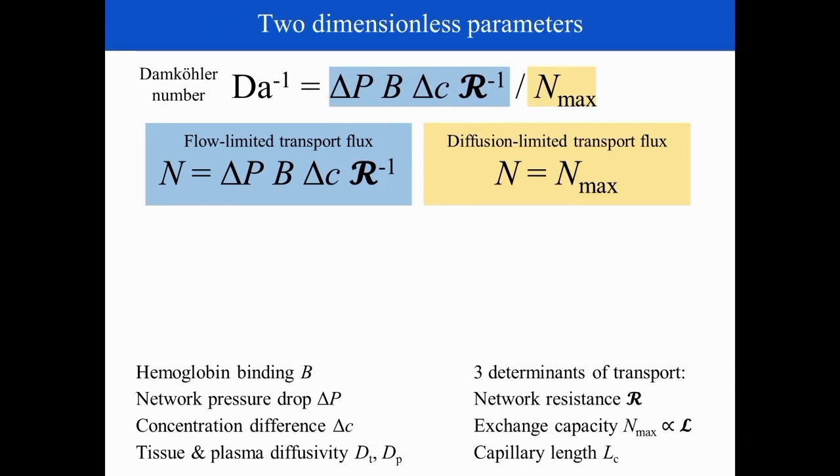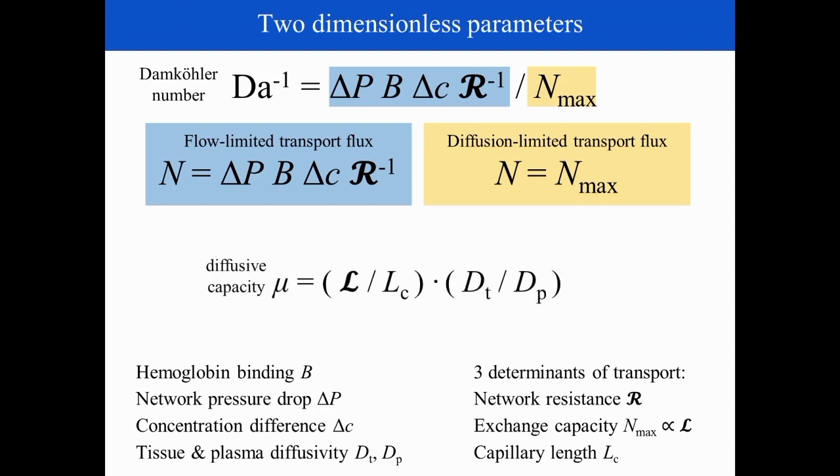In the diffusion limited regime, the network operates near its optimum, and in that case, it's the geometry that limits how good transport is. So it's how the capillaries are arranged with respect to the villous surface. In the flow limited regime, the flow is quite slow, and transport is limited by the resistance primarily. And the Damköhler number describes the transition between these two.